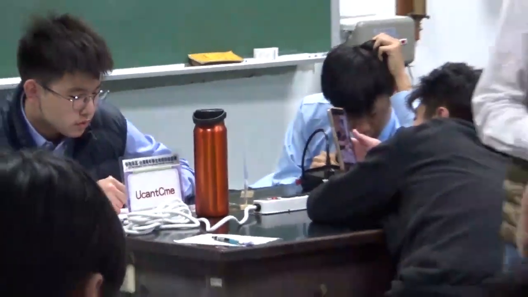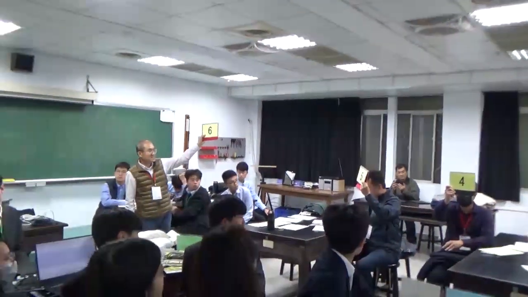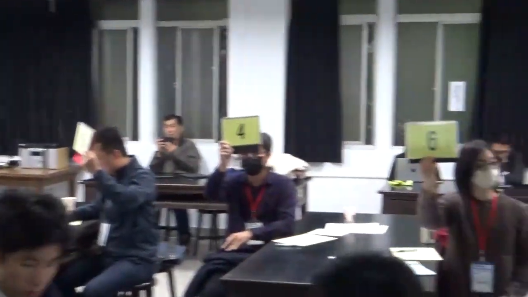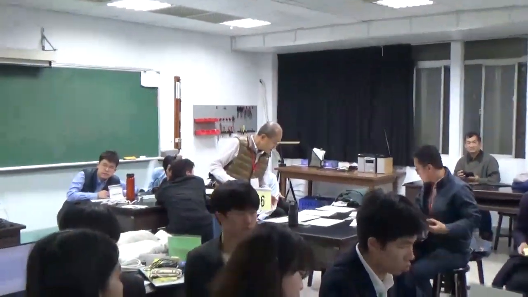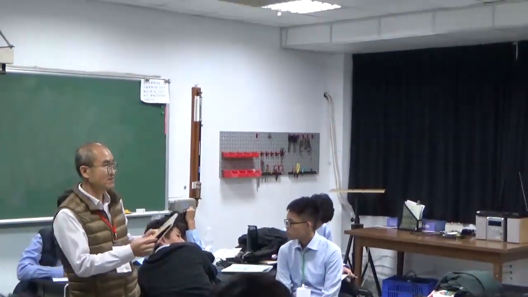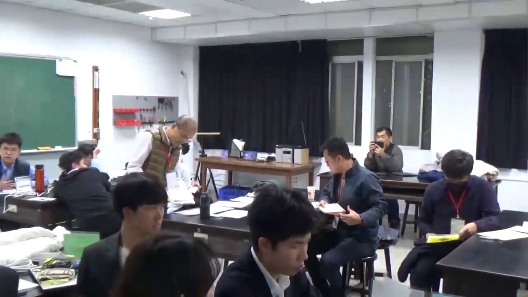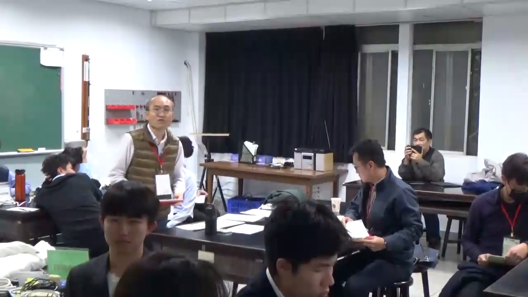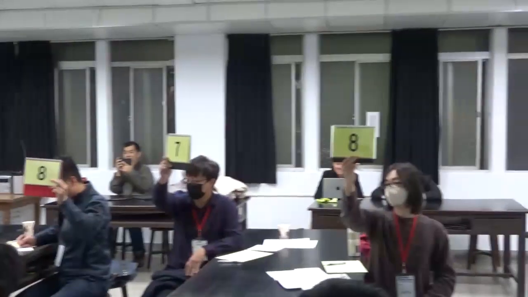Score for reporter: 6, 5, 4, 6, 6. The score for Holland: 6, 6, 5, 6, 5. Score for reviewer: 8, 8, 7, 8, 7.